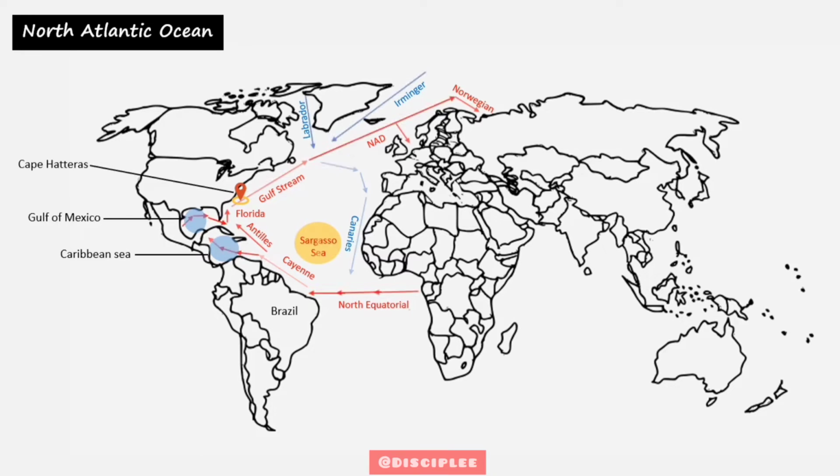So, two currents and one Sargasso Sea that we forgot to mention in the previous lecture. One is Irminger current, another is Labrador current, and the Sargasso Sea. So, these three things were left out in the previous lecture. So, we are mentioning it here.